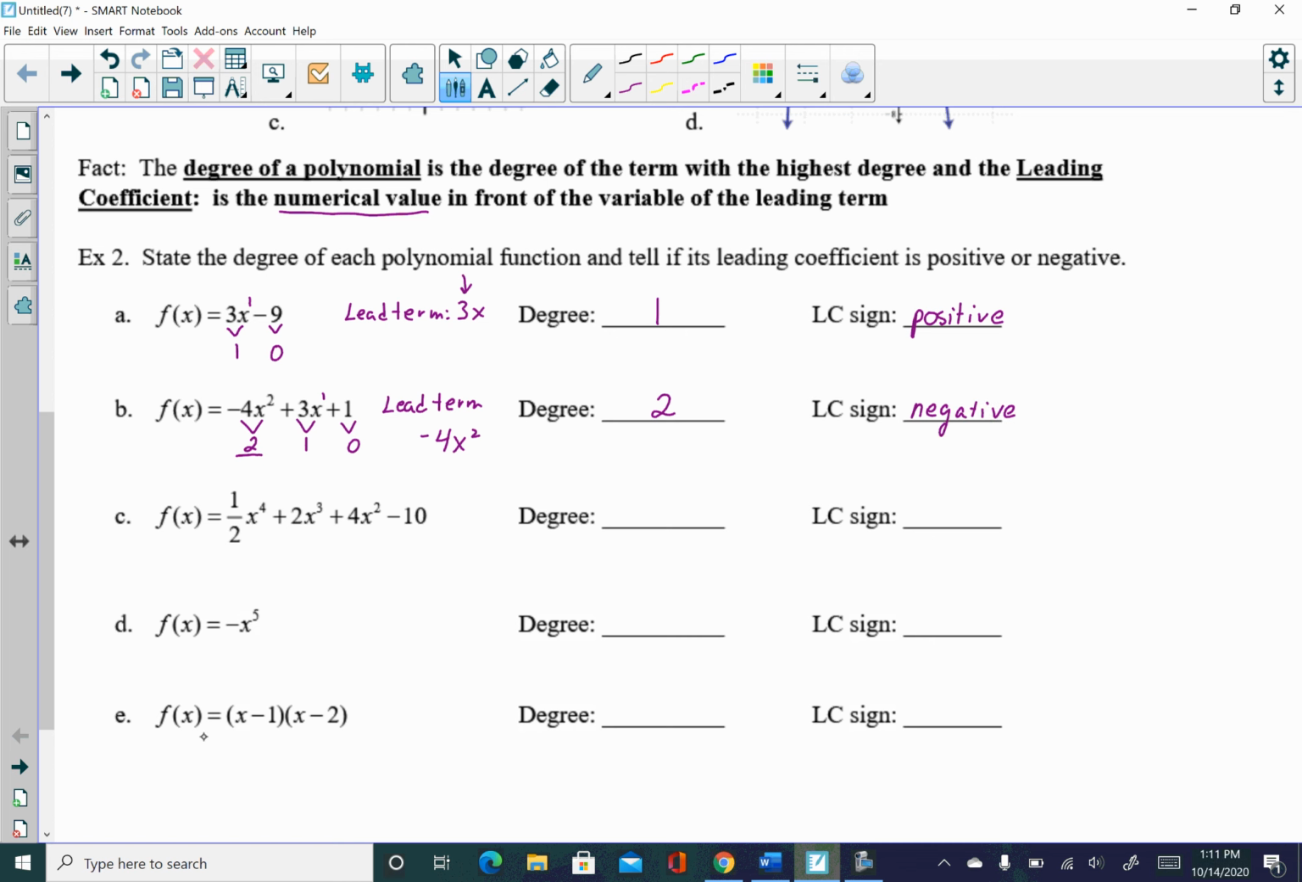All right, I'm going to scoot on down and do letter E with you, because letter E, you'll notice, is a little different. The only thing that's different here is you recognize that it's not foiled out for us. So we can just quickly foil this. We know x times x is x squared, outside minus 2x, inside minus 1x, and then last will give me a positive 2. So then I have, clean it up, x squared minus 3x plus 2. Now I can say, okay, here's my leading term right up front, so we can say that this polynomial is degree 2, and the sign on that is an imaginary positive 1 in front.